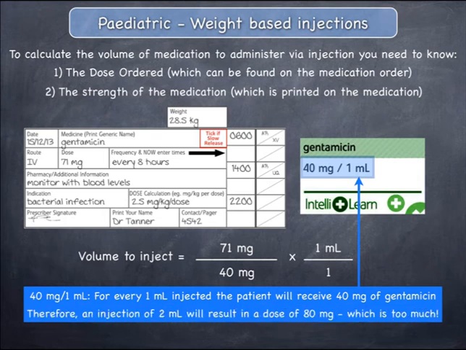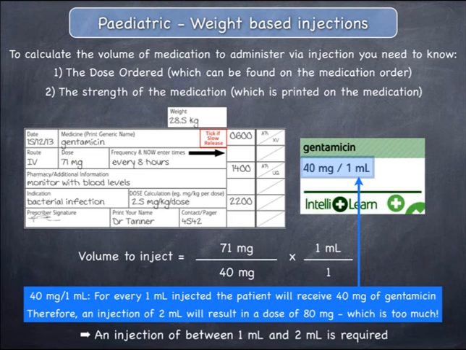In other words, if you were to inject 1 mil, the patient would receive exactly 40 milligrams of gentamicin. If you were to inject 2 mils, you would be giving 80 milligrams of gentamicin, which is more than the required dose of 71 milligrams. For this order, the patient must receive 71 milligrams of gentamicin, and therefore the volume to inject is between 1 mil and 2 mils.